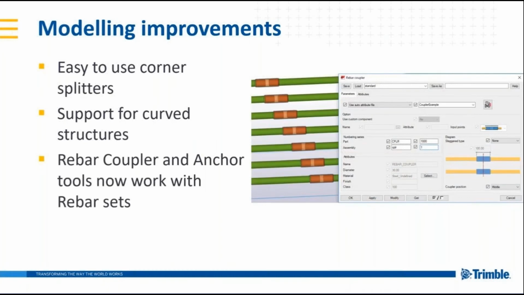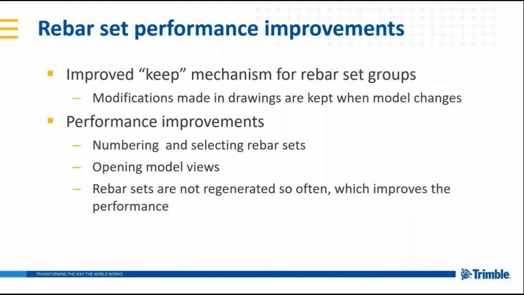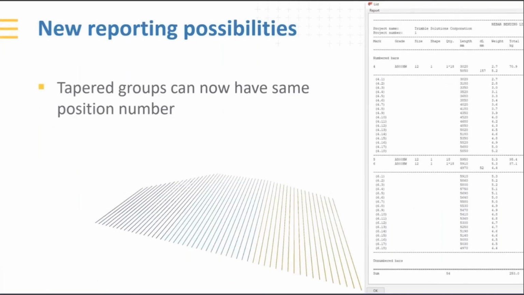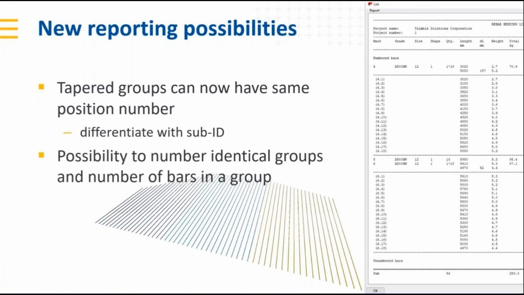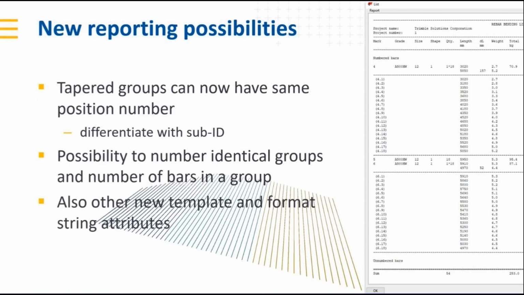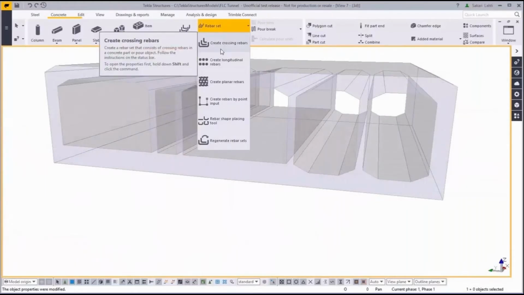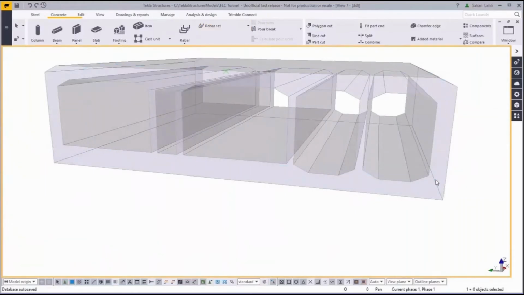For rebar, coupler, and anchor tools, we now have support for rebar sets. We also have new reporting possibilities, especially for the tapered groups. They can now have the same position number inside of a group, and then you can differentiate those bars by using a sub-ID. You also have the possibility to number identical groups and the number of bars in a group. There are also other new template and format string attributes, and for those, please check out the release notes.